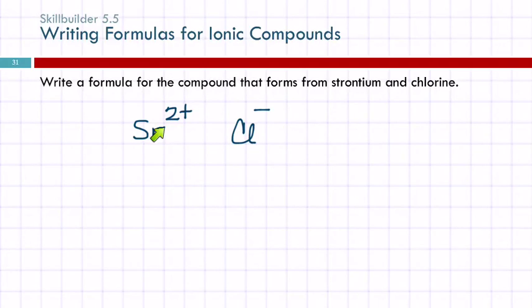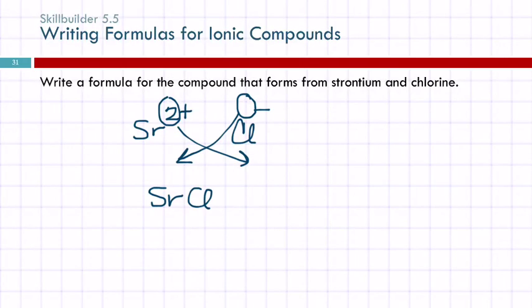So what we're trying to do here is figure out how many of these are going to get with how many of those so that their charges add up to 0. The crisscross method is taking the number and making it be the subscript for the opposite element. Here the number is an unwritten 1, and that becomes an unwritten 1 on the strontium, and we end up with SrCl2. So I took this 2, that came down to be the subscript on the chlorine. The unwritten 1 comes down to be the subscript, an unwritten 1 on the strontium.